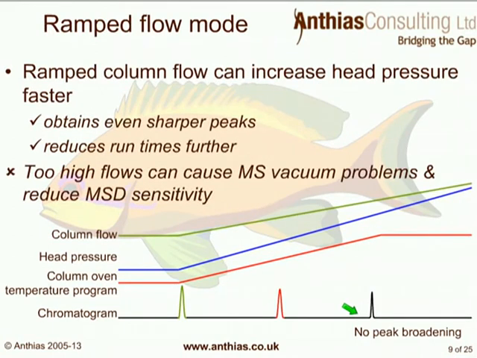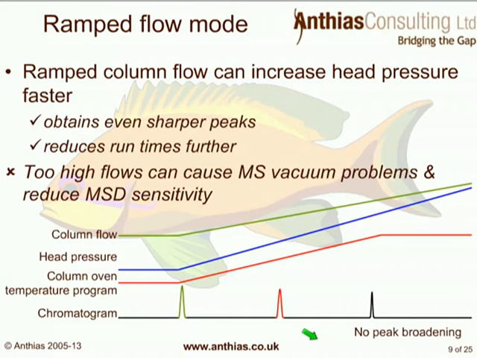Alternatively, we could use a ramped flow method. With a ramped flow method, we increase the flow rate through the column throughout the run by rapidly increasing the head pressure as the oven temperature program increases. This means we can obtain even sharper peaks towards the end of the chromatogram and reduce run times further because our peaks will elute faster.